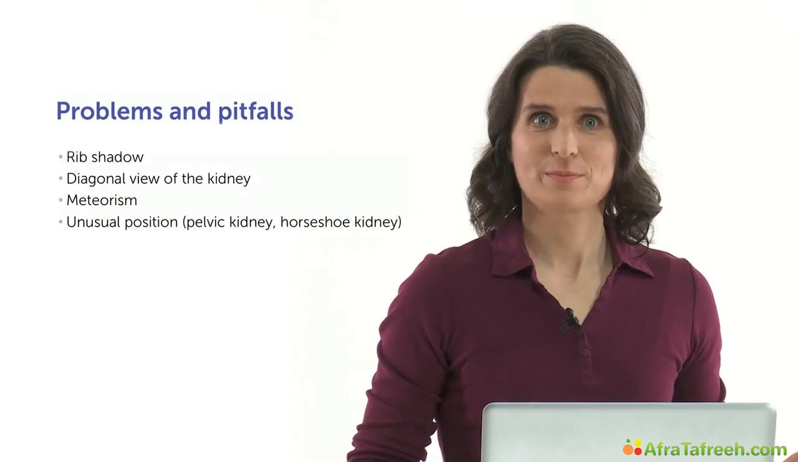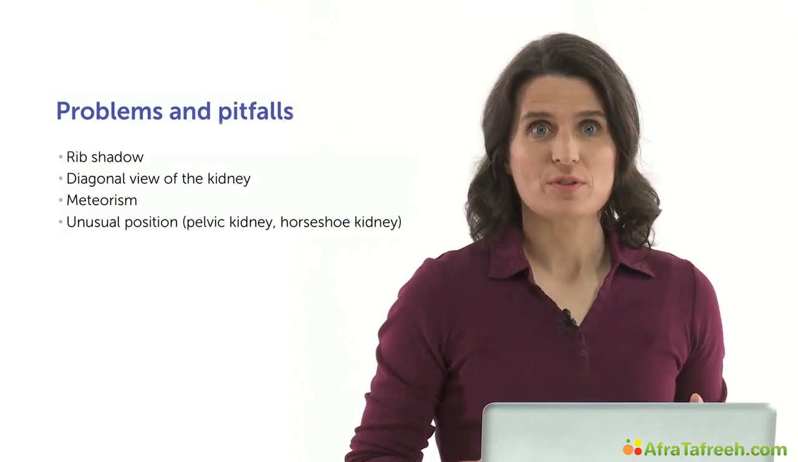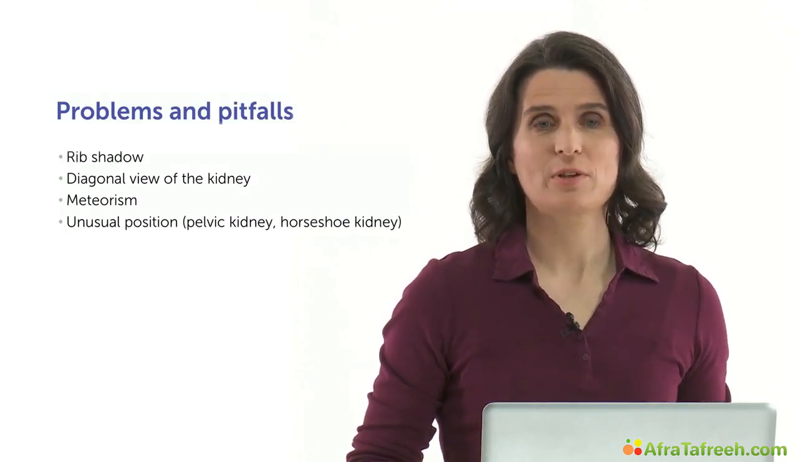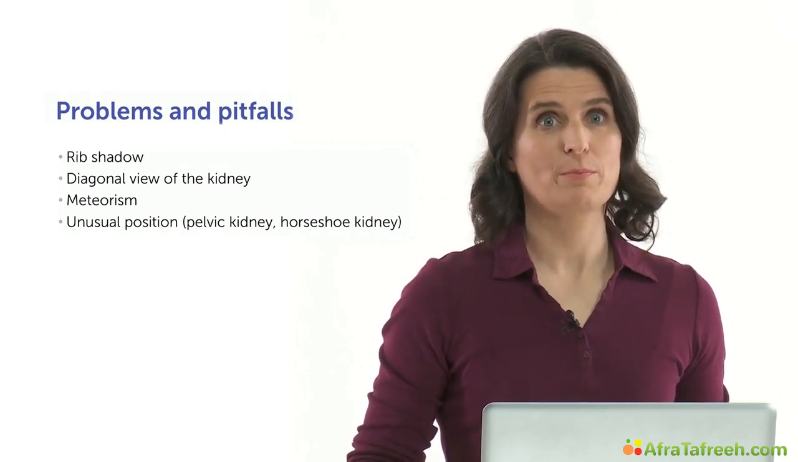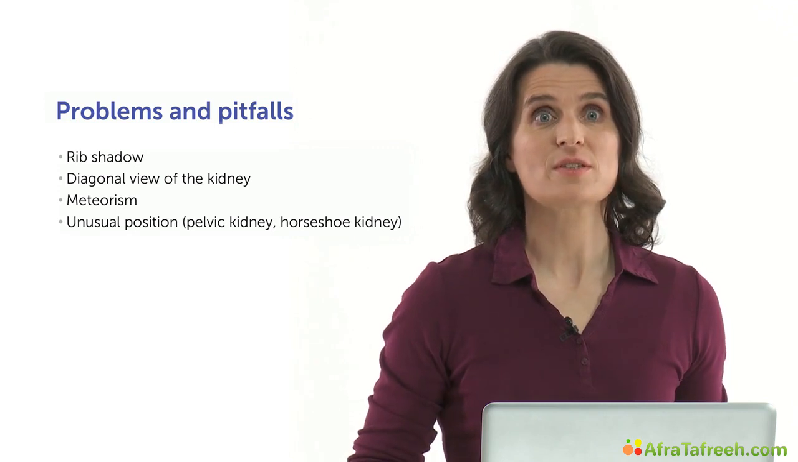When scanning the kidneys, we've got obstacles that can block our view and maybe lead to wrong measurements, the ribs. It's because bones cause complete acoustic shadowing behind them. Also, meteorism can be a problem because colon gas extinguishes our ultrasound beam. An oblique view of the kidney can maybe show us wrong diameters, and an unusual position of the kidney can make it difficult to find the organs.